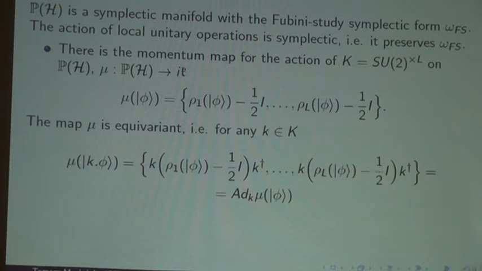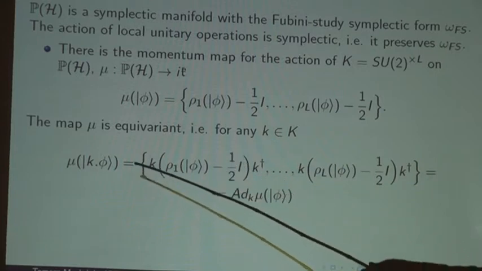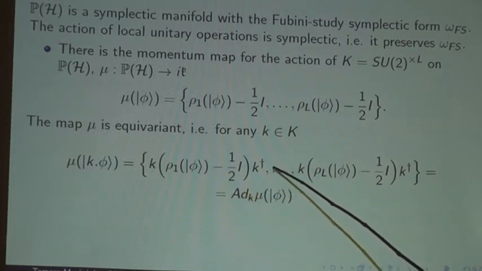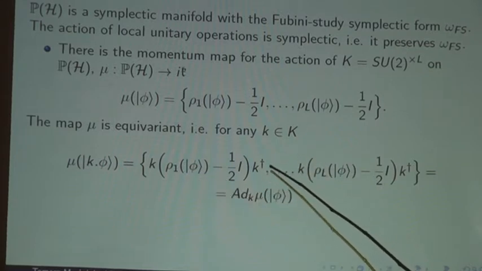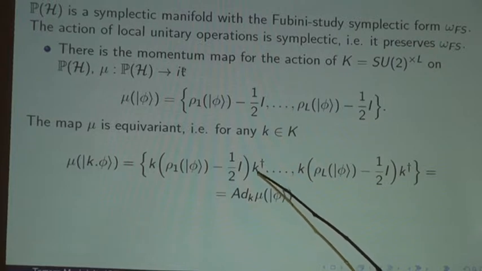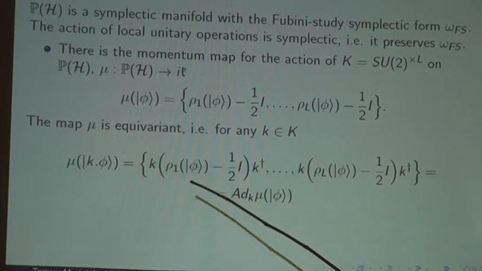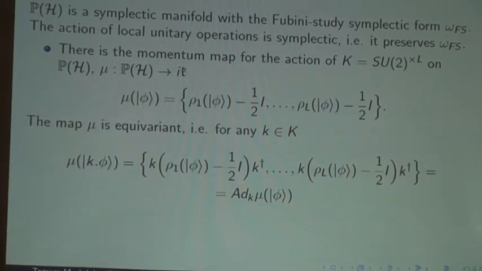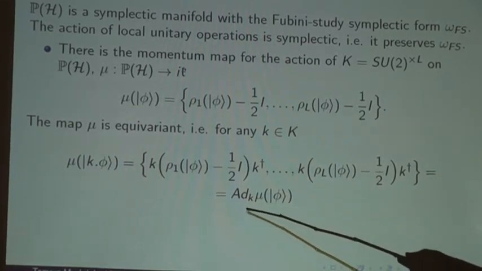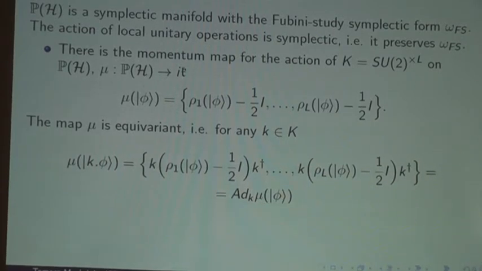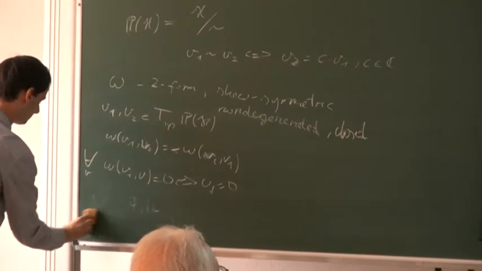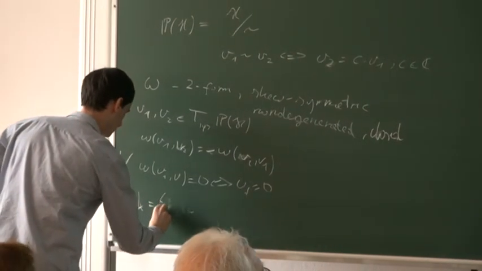The momentum map has the property that it is equivariant, which means that if we act on the state by a group element, we obtain in the image that we act on those matrices with k on the left and k Hermitian conjugate on the right. It is denoted as an adjoint action. And K is from SU(2) to the power N. Capital K is a collection of matrices.